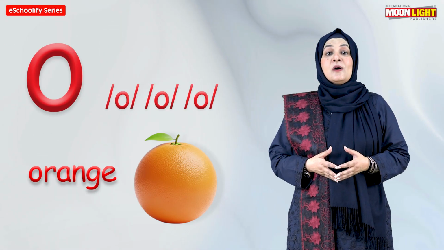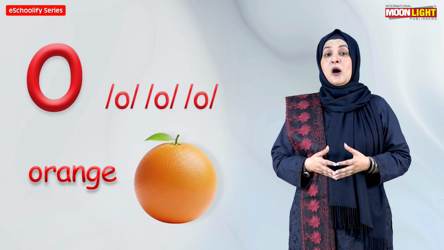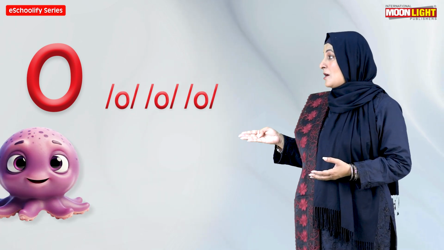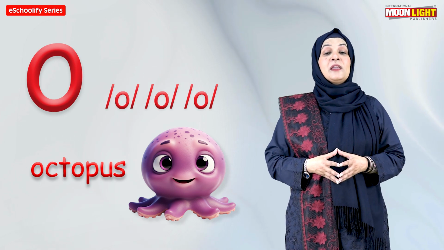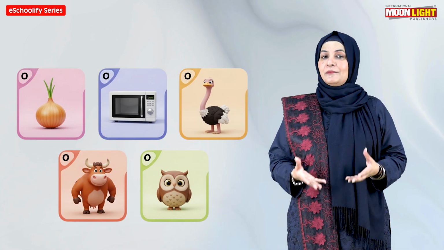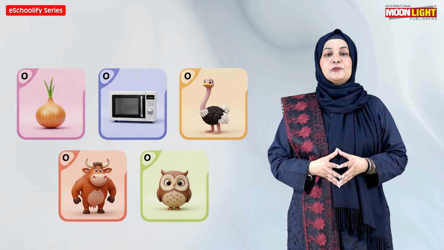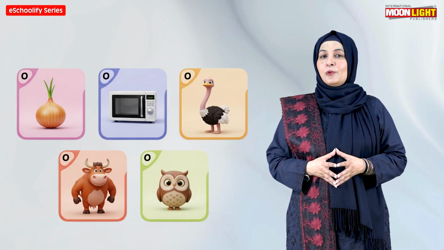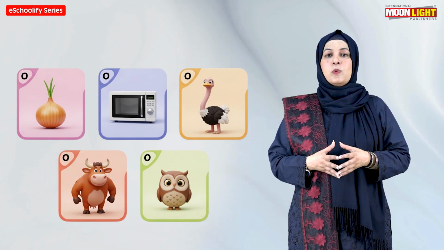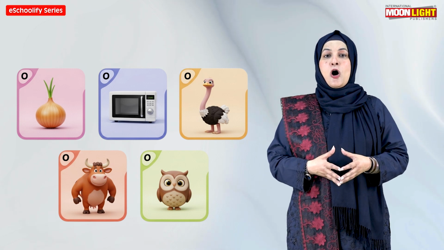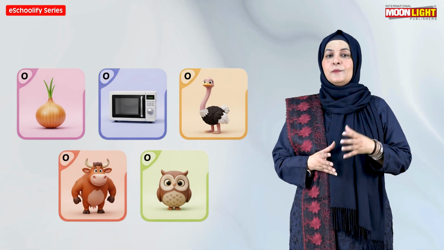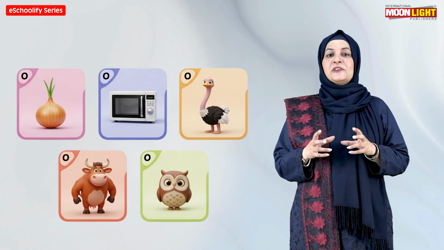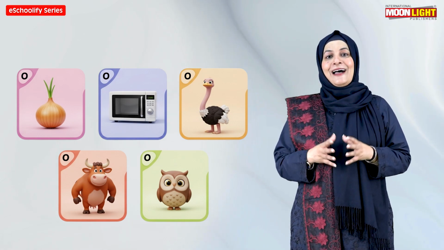O says orange, O, orange. O says octopus, O, octopus. You have to make flashcards. Before, many times I told you: from O, onion, oven, ostrich, ox, owl. You could make flashcards and show them and ask what is the difference between these animals and birds as well.